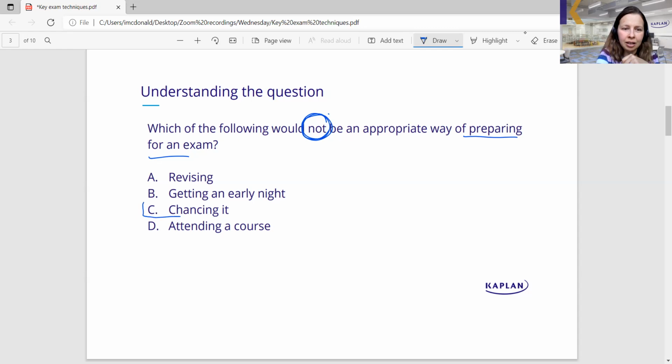So chancing it, hoping that you're going to be lucky and you're only going to get the best questions on the best topics you always dreamed about, is probably not a realistic expectation. And as we're asked about things not appropriate when it comes to preparation for the exam, chancing it is clearly not the right approach. So do spend that second, read the question requirements carefully, and see those little words to make sure you have a better chance of highlighting the right option in the exam.